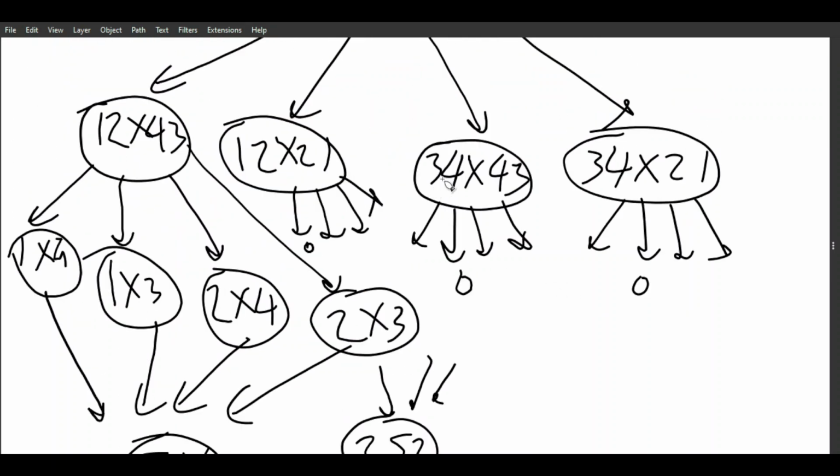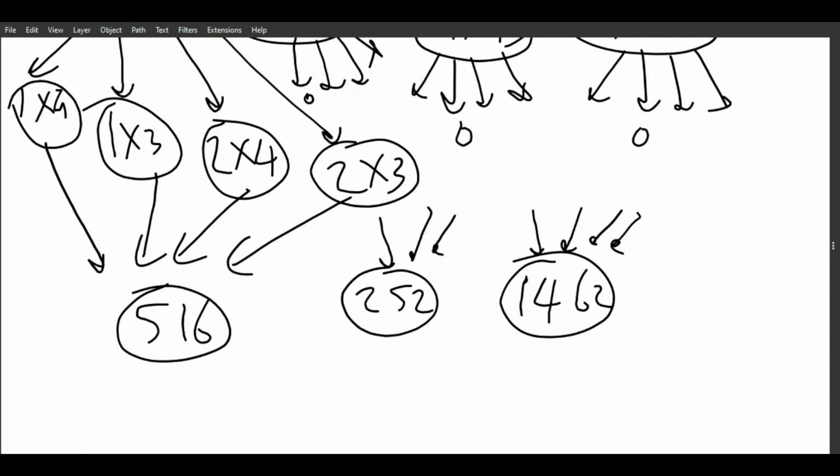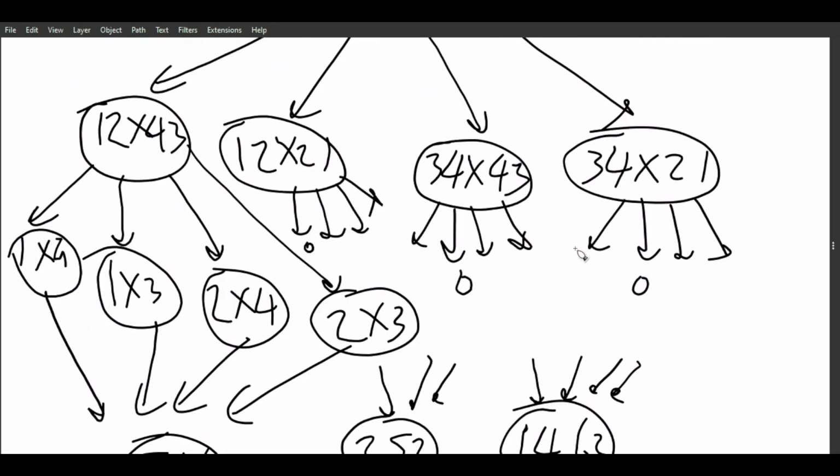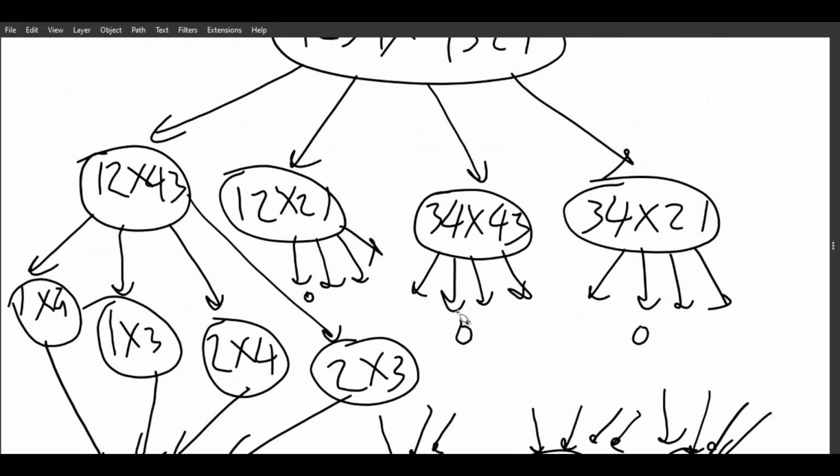This third sub problem, 34 multiplied by 43, again conquer, shift and add, and we arrive at 1462. Fourth sub problem, again conquer, 34 multiplied by 21, shift and add to get 714. So these are solutions of first level of sub problems.